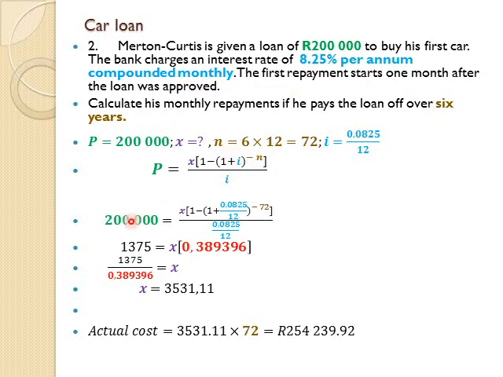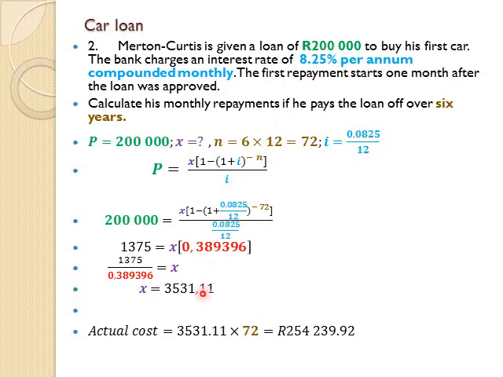P being 200,000. 200,000 times 0.0825 over 12 gives me 1375. Everything in the bracket there simplifies to 0.389396. 1375 divided by 0.389396. X equals 3,531 Rand 11 cents. So that's how much you'll pay back on the loan, but at least he has a car instantly.